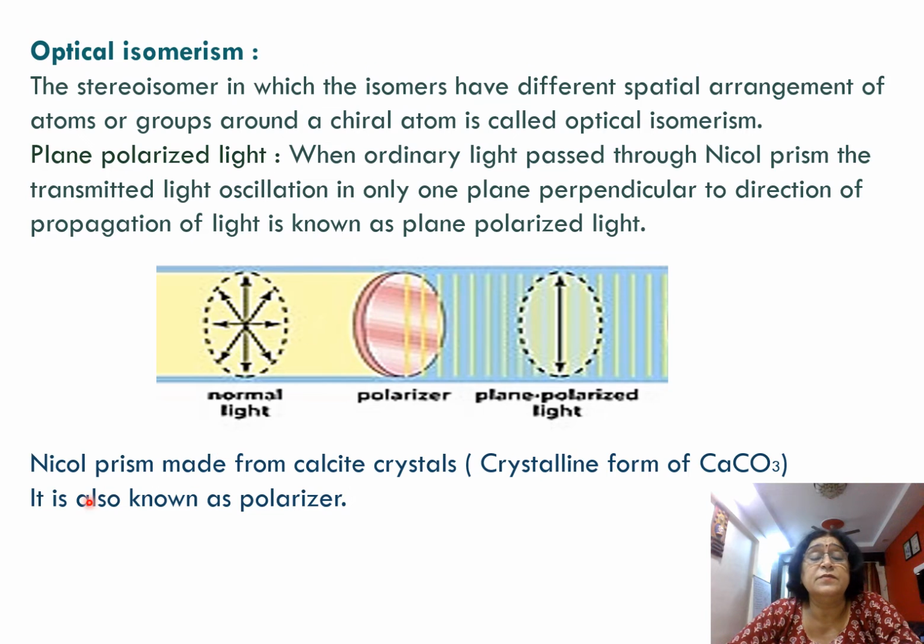So this Nicol prism is made up of calcite crystals and is also called a polarizer. The light that comes out from the polarizer is called plane polarized light. Here you see, when ordinary light passes through the Nicol prism, the transmitted light oscillation is only in one plane perpendicular to the propagation of light. And this light is known as plane polarized light. Clear?